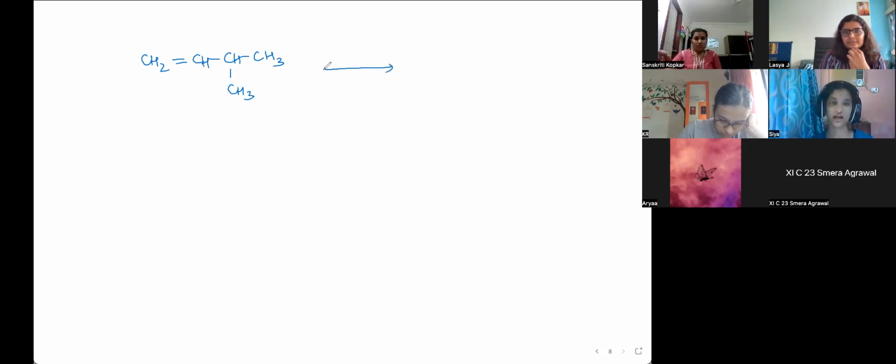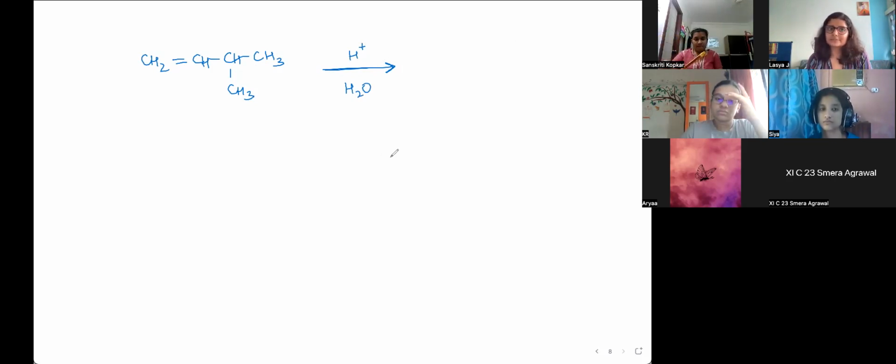And this is not allylic because it's a complete hydrocarbon. Okay, it's not anything. This is the alkene we have, and we do the same thing. Acid catalyzed, add water molecule. What product will be formed as a result of this? The double bond will break and then the CH2 will become CH3.